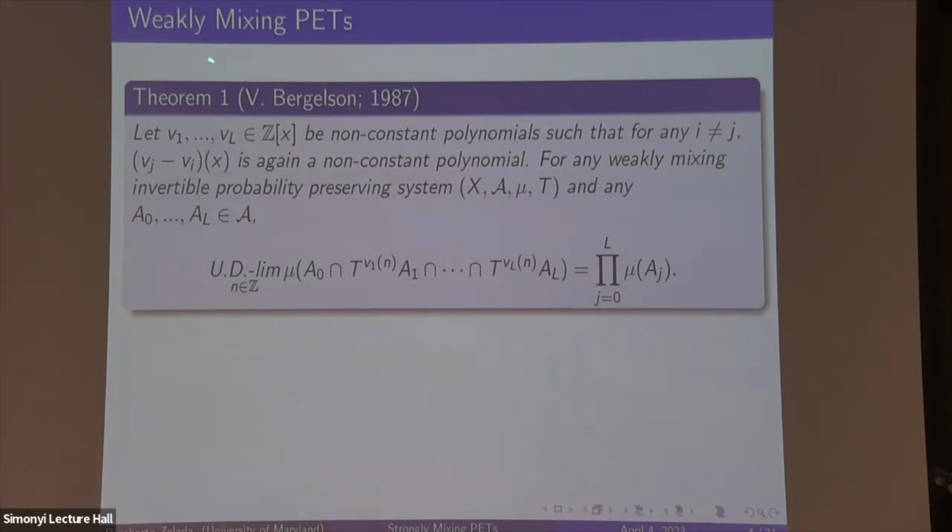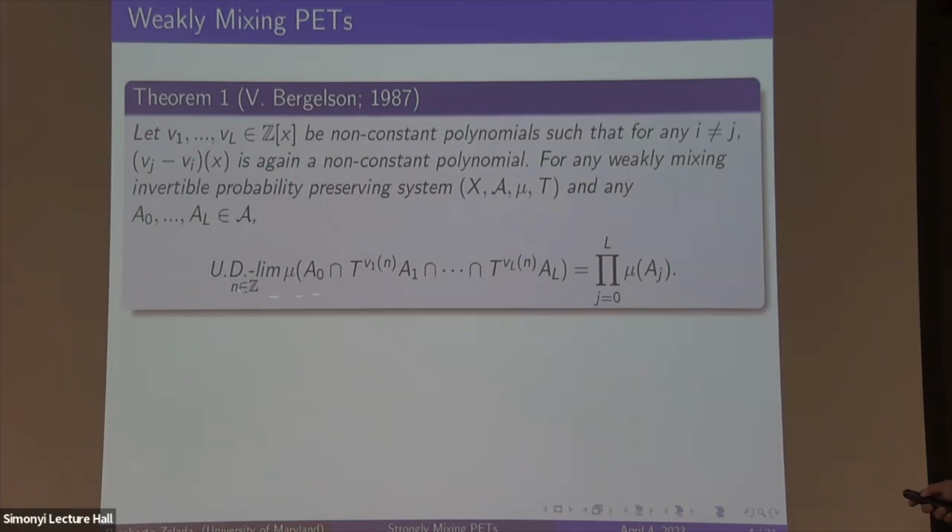Now, the first weakly mixing polynomial ergodic theorem is due to Bergelson, and this comes from 1987. What it says is that if we have L polynomials v_1 through v_L in Z[x], all of them non-constant, such that for i different from j, v_j minus v_i is non-constant, then any weakly mixing invertible probability preserving system (X, B, mu, T) will have this limiting formula for any sets A_0 to A_L.